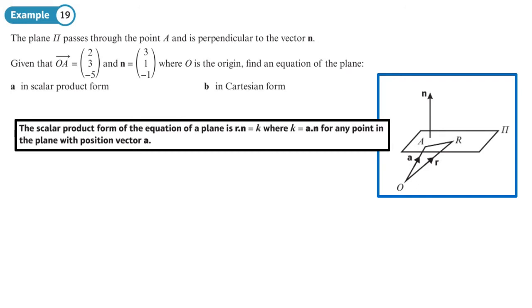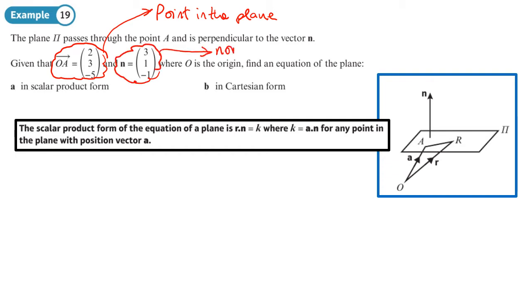Okay, so we've got a plane that passes through a point and is perpendicular to the vector n. Given that OA equals this, okay, so this is a point in the plane. And this vector here, which is perpendicular to the plane, this is a normal to the plane, because normal means perpendicular. Okay, and you can see a little diagram here. So there's our normal to the plane, and this represents a point in the plane.